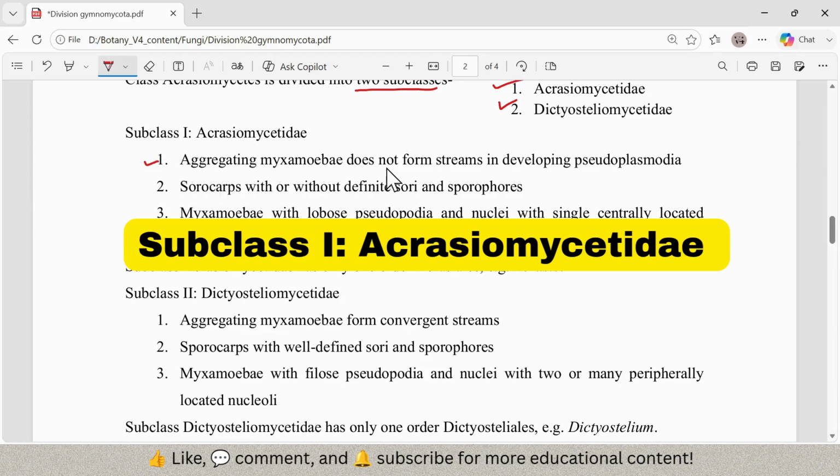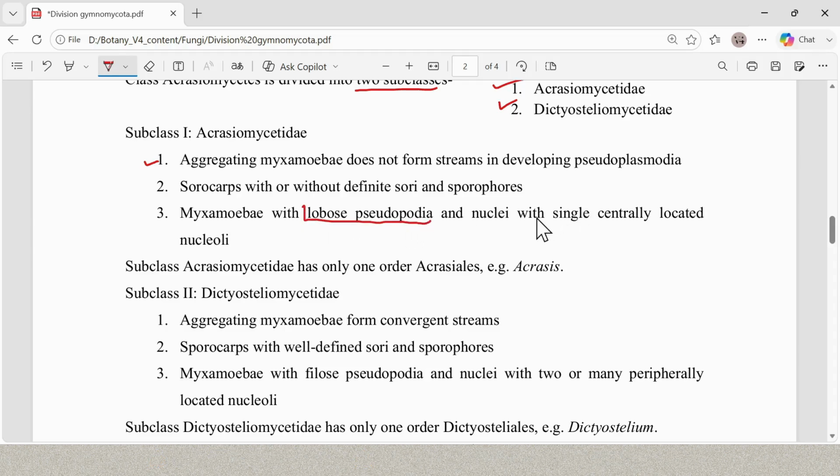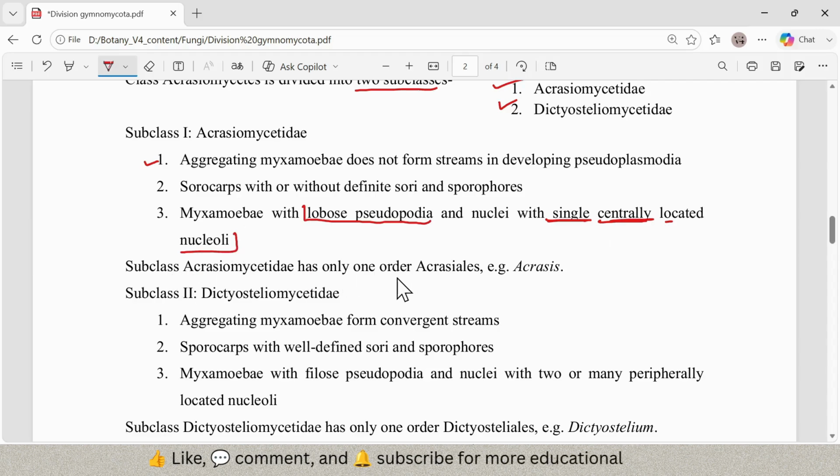Aggregating mixed amoebae does not form streams in developing pseudoplasmodia. Sorocarps with or without definite sori or sporophores. Mixed amoebae with lobose pseudopodia and nuclei with single centrally located nucleoli. Subclass Acrasiomycetidae has only one order Acrasiales, and example is Acrasis.